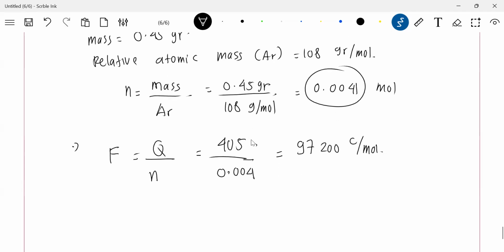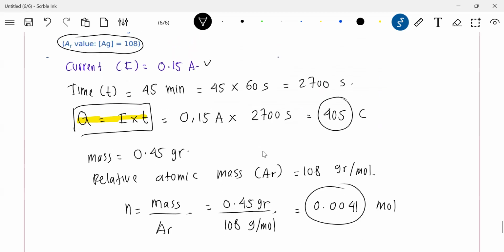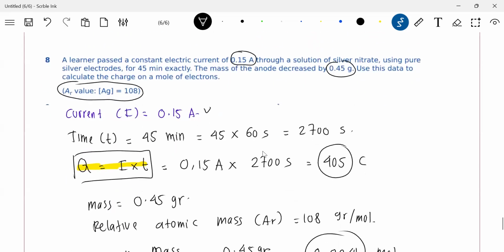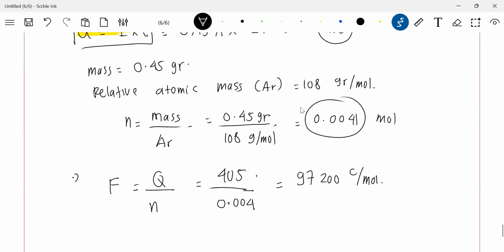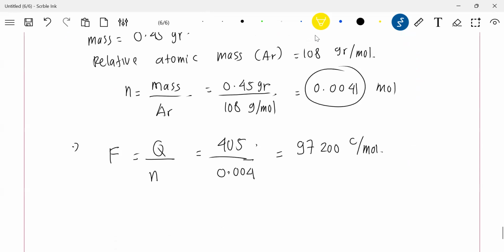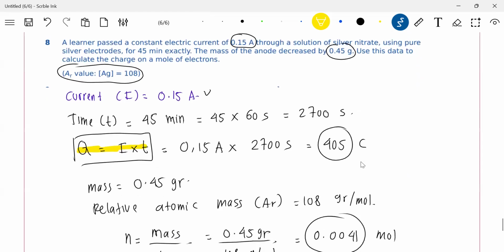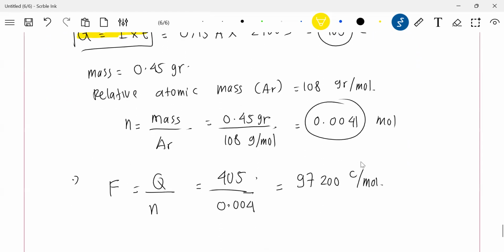Okay, any questions? No. This is the basic formula. How many formulas, sir? 1, and then 2, and then 3. Like that.